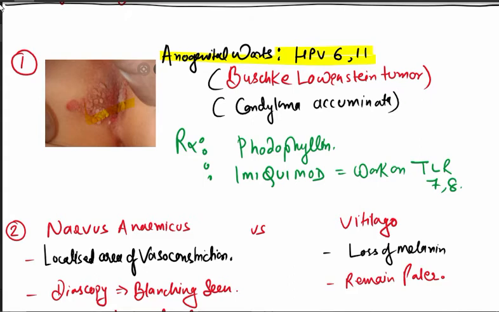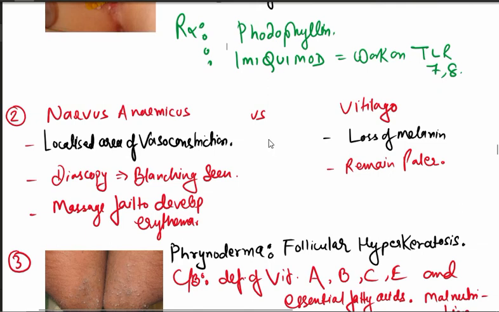So first is anogenital wart, and this is caused most commonly by HPV 6 and 11. This is human papilloma virus. 6 and 11 is the most common cause, also known as Buschke-Lowenstein tumor, generally called condyloma acuminata. Okay, the treatment is podophyllin, and a newer drug that can be applied is imiquimod, which works on toll-like receptor 7 and 8.